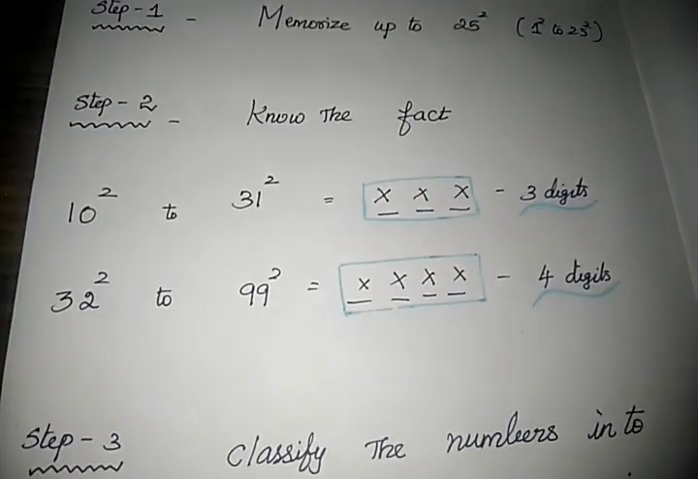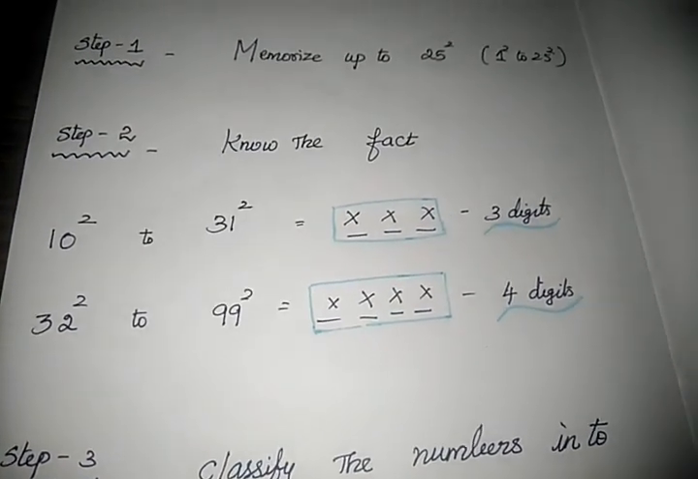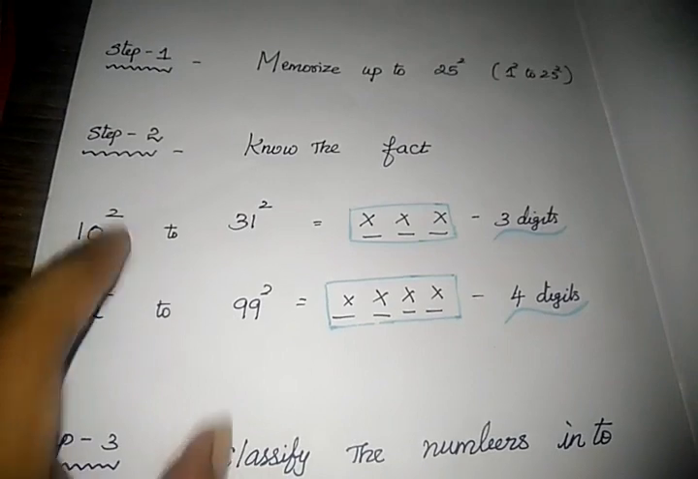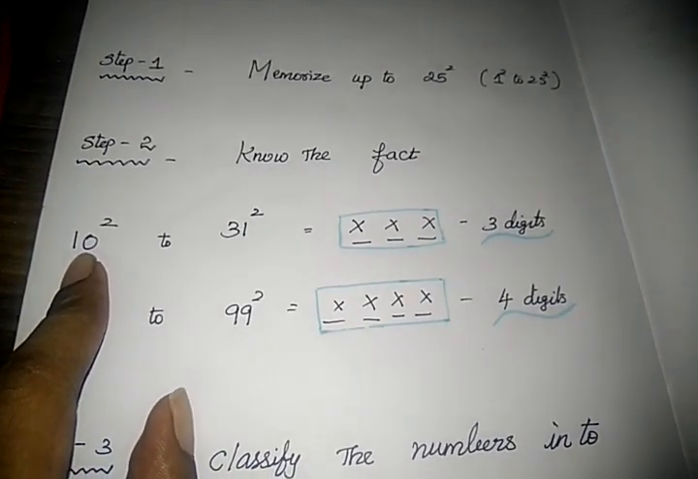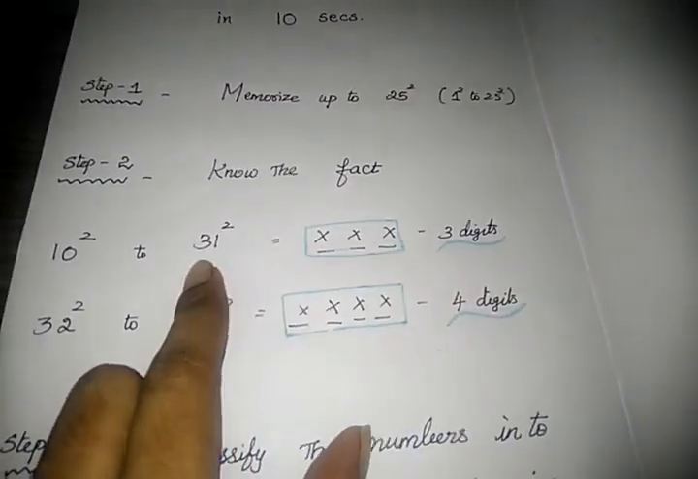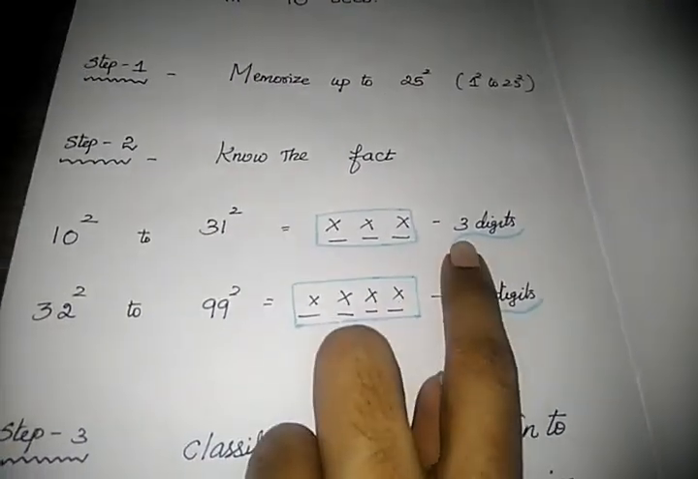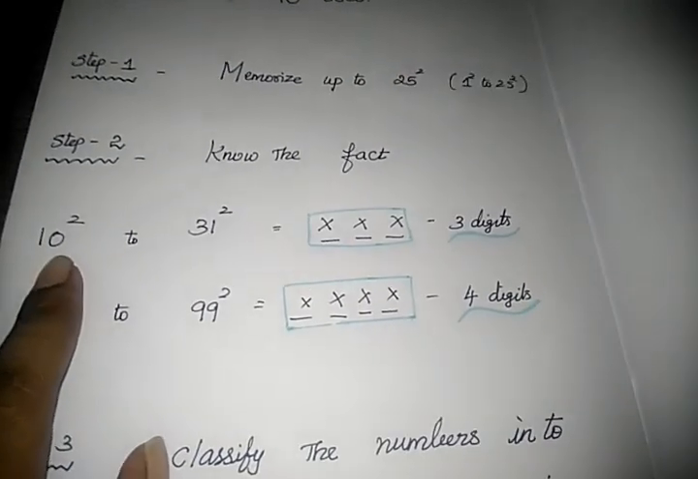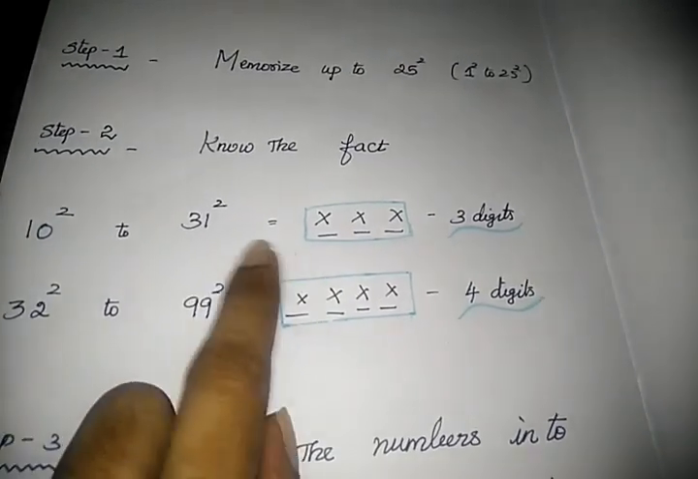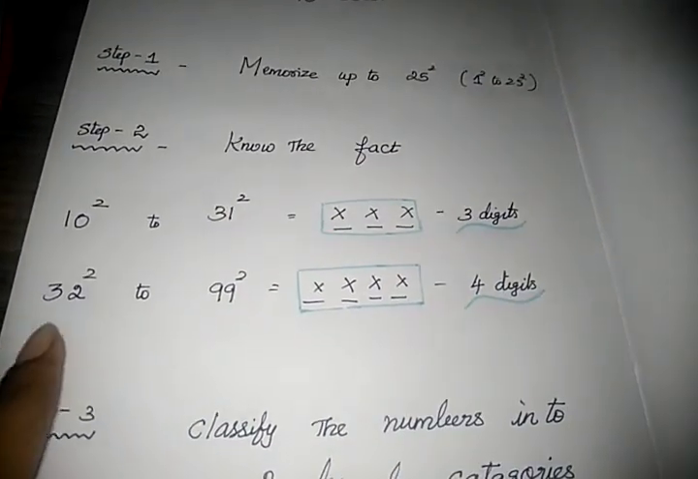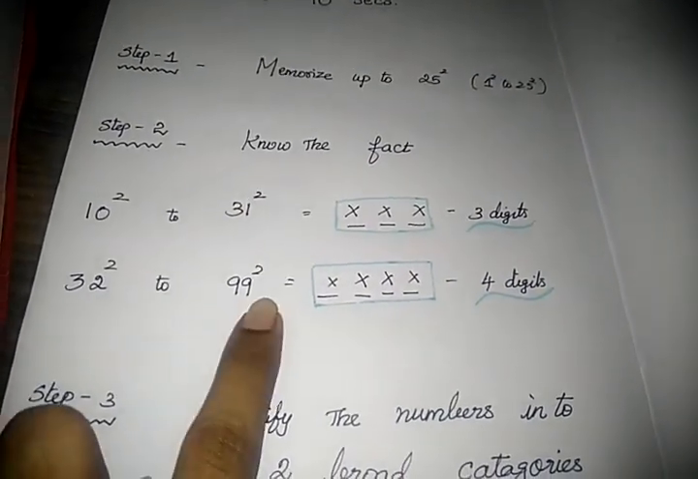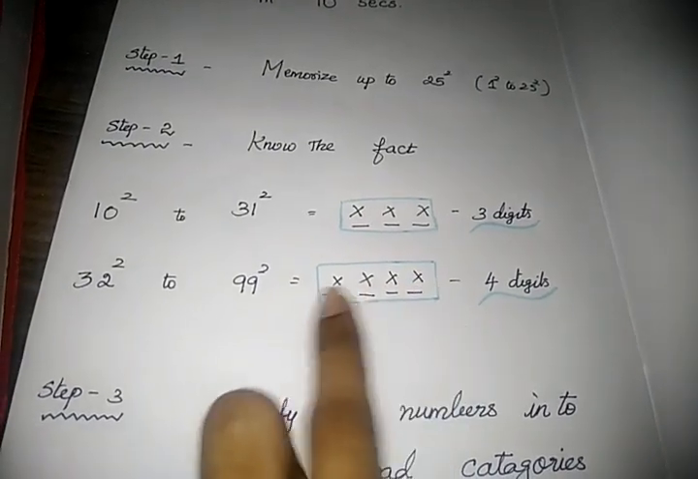Okay, you have memorized. Then step 2 is know the fact. That is, the fact is nothing but the value of 10 square. You all know that 10 square is 100, that is, in 3 digits. Likewise 31 square also ends with 3 digits. You need to memorize this. So from 10 square to 31 square, the result will always be in 3 digits. Then 32 square to 99 square, the result will always be in 4 digits.